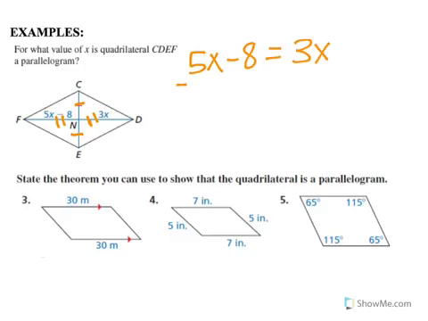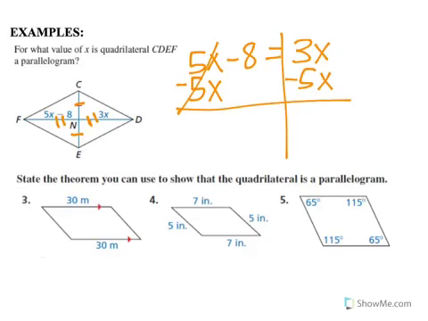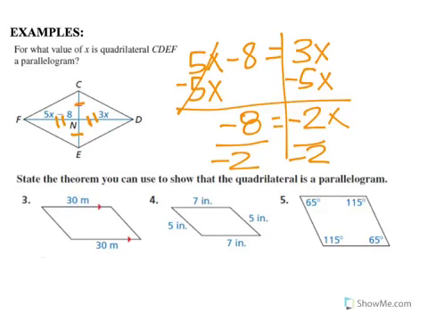Okay, so I'm going to move my 5x to the other side, and I'm going to subtract and get a negative 2x. So when I divide, I'm going to get x is equal to 4. I don't have to plug it in and do anything else. That ends up being our answer because it wanted to know what value of x would work to make it a parallelogram. Then the next ones, they ask us to state the theorem we can use to show that the quadrilateral is a parallelogram.